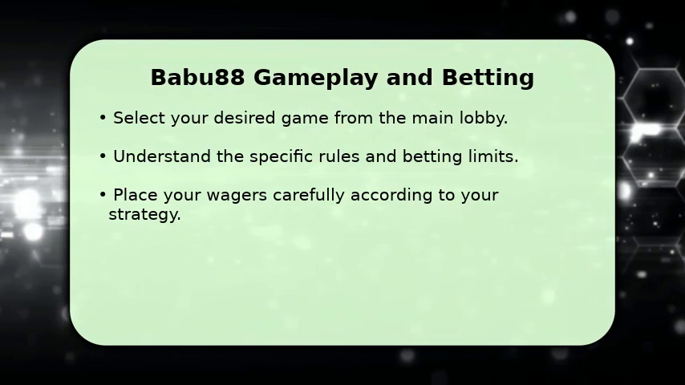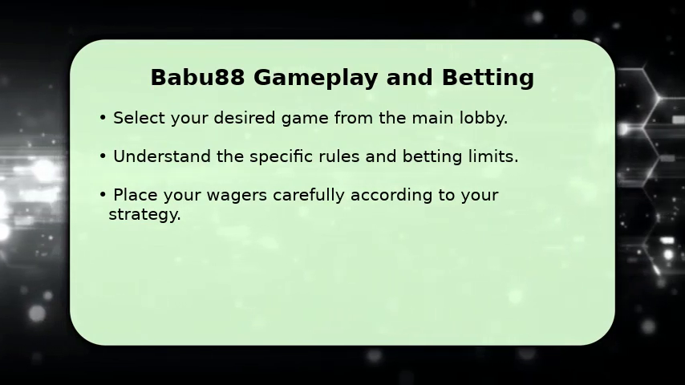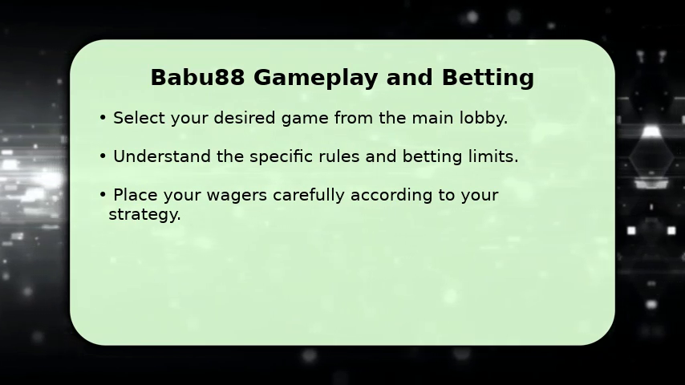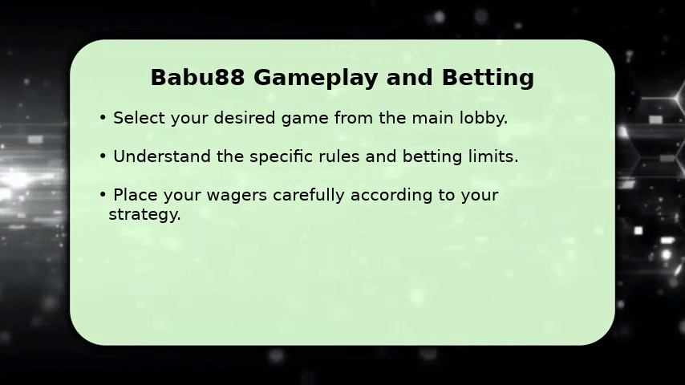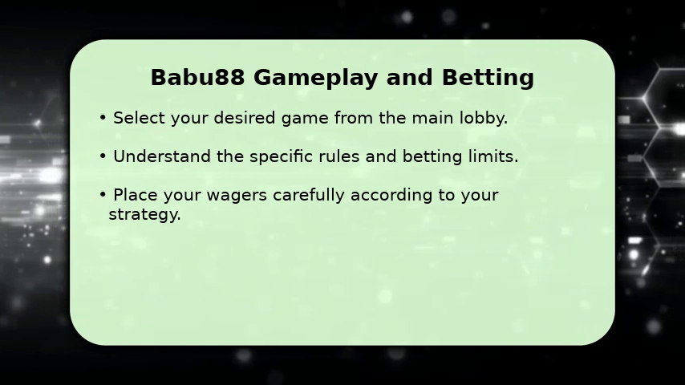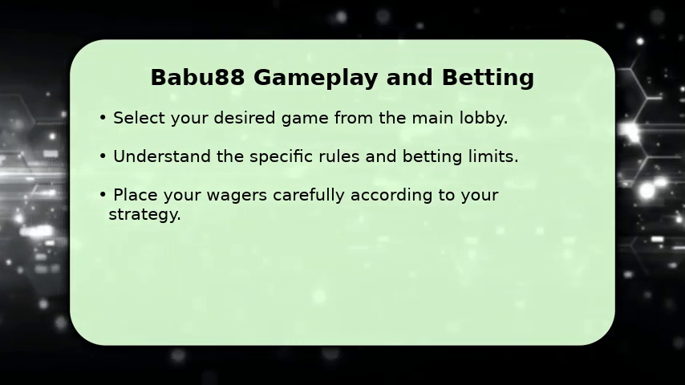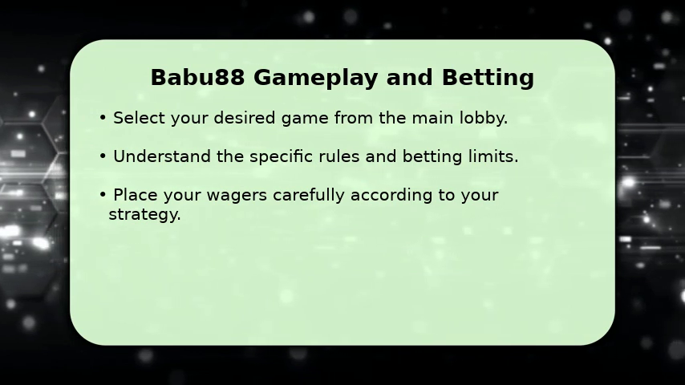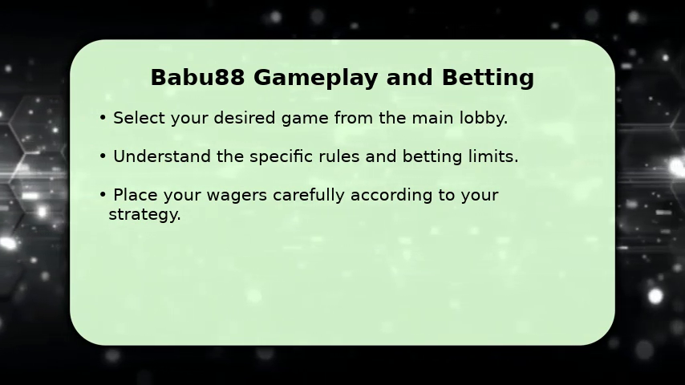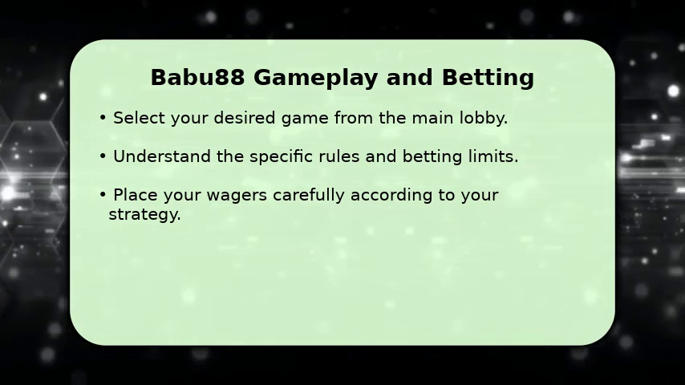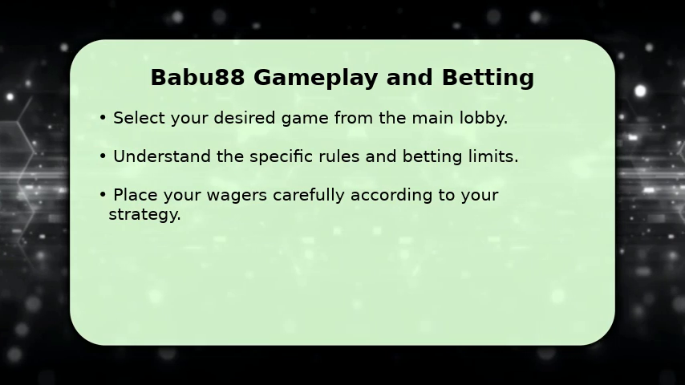Once you have chosen a game, take a moment to understand its specific rules and betting limits. For instance, in sports betting, you might place a minimum wager of 50 units. In slot games, you can often adjust your bet per spin from 1 to 500 units. Always place your wagers thoughtfully, considering your strategy and budget. After the game concludes, any winnings will be automatically credited to your account, ready for your next play or withdrawal.